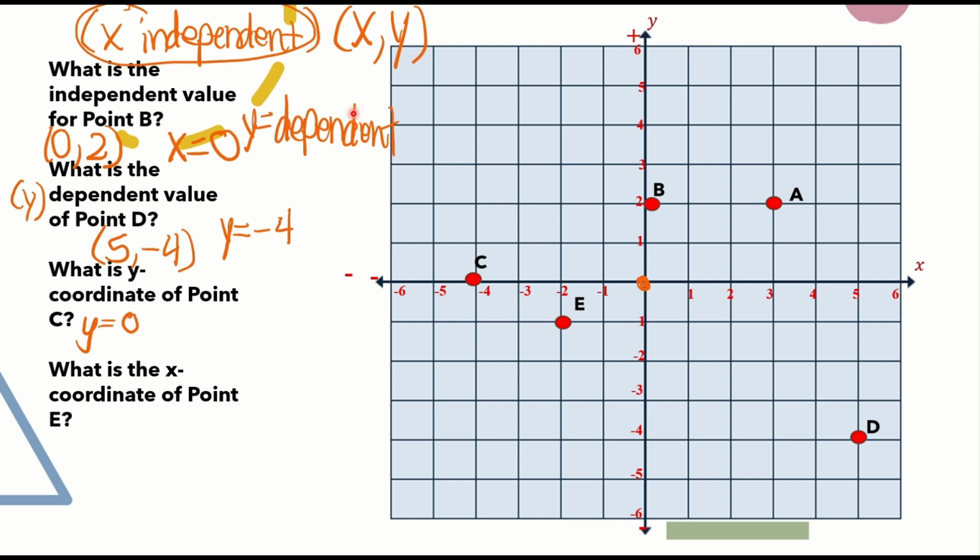What is the x-coordinate of point E? Again, we're just stating where does E hit the x-axis? At a negative 2. So in this case, my independent value or my x-coordinate will equal a negative 2.